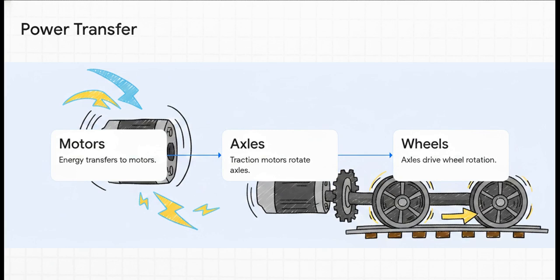First, that newly conditioned electrical energy transfers directly to the traction motors. Second, those traction motors get to work, generating literally thousands of pound-feet of torque to physically rotate the axles. And third, those turning axles directly drive the rotation of the wheels. And just like that, our glowing arrows of energy have traveled all the way from the internal engine down to the complex machinery and have finally hit the tracks to create real physical momentum.